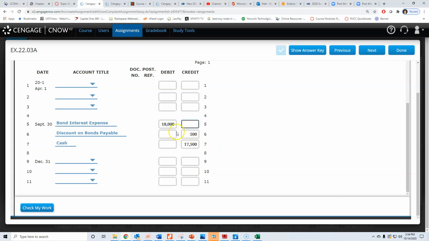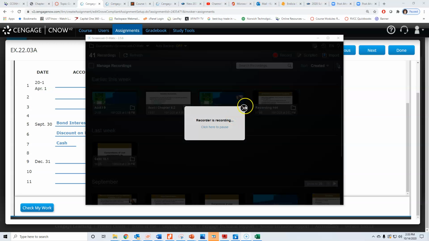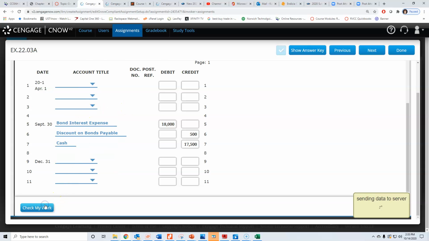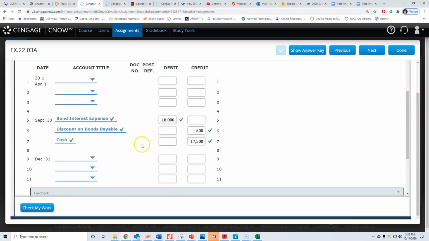And so, as I said, the bond interest expense is increased when we've got a discount situation. When we have a premium situation, it would not be a credit, it would be a debit, and that would reduce the bond interest expense. Okay, let's go back and do a quick check of my work, and we can see that in fact we are correct. So hopefully this helps, and keep the questions coming.